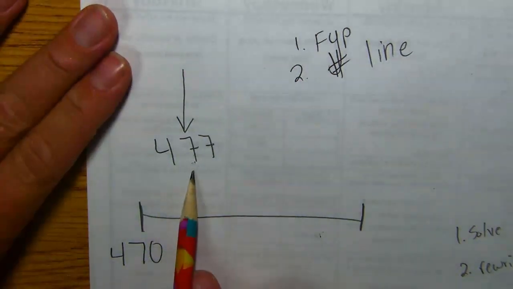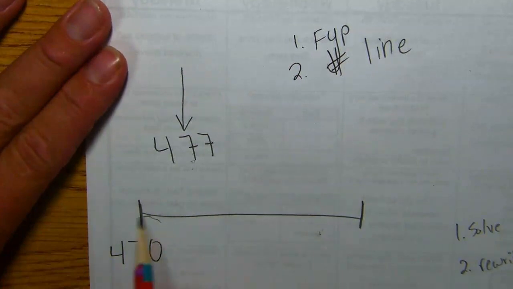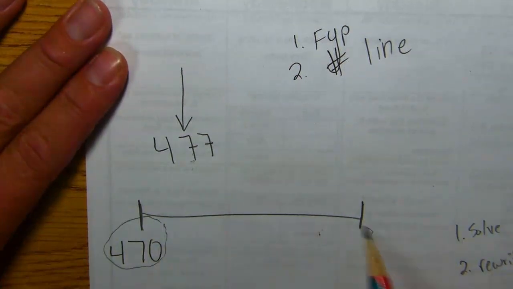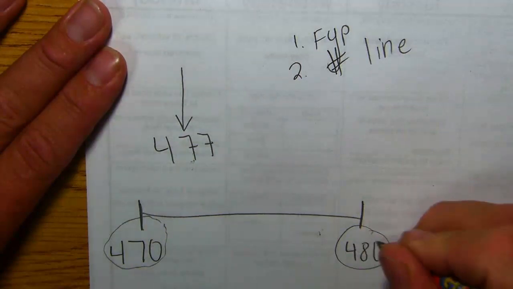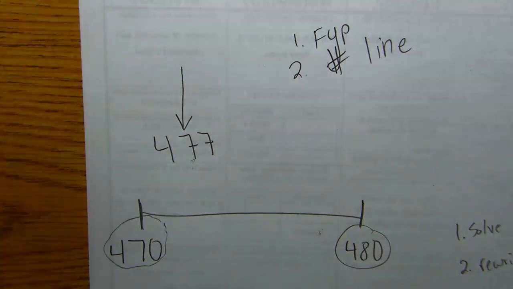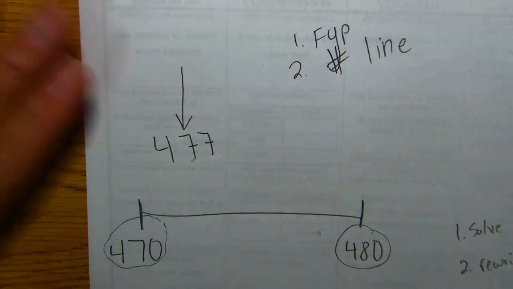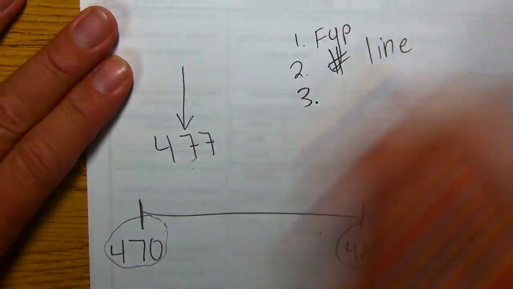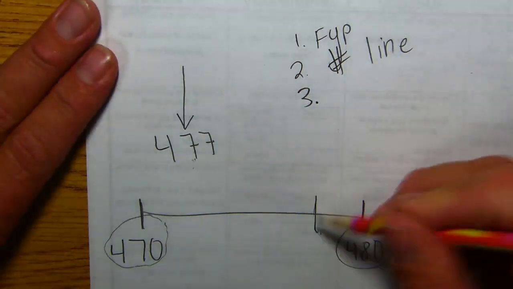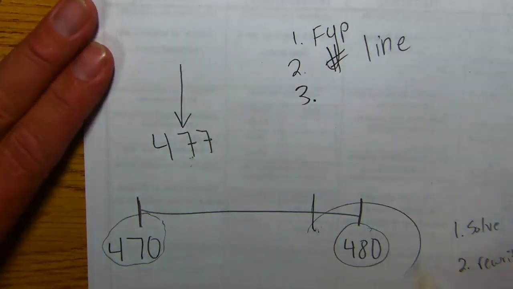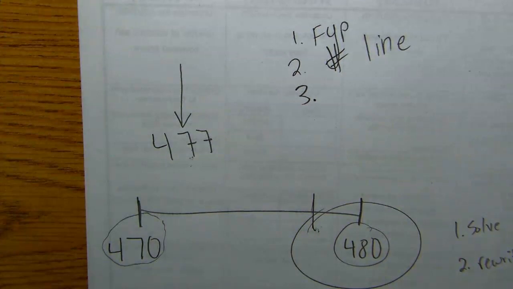Now because we're rounding to the tens place, the difference between this number and this number has to be 10. Because we're rounding to the nearest tens place. So 470 plus 10 is 480. Okay? And the last step, we put in the number in the number line. 477 is like right there. Final answer, 480.